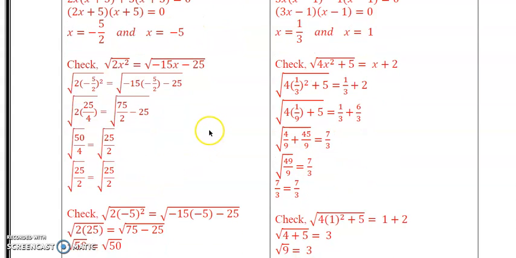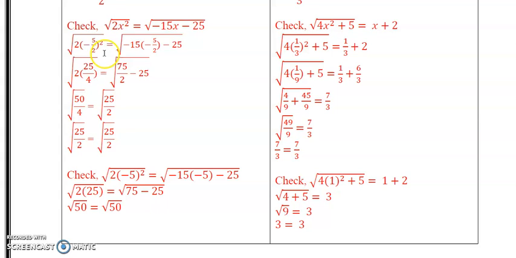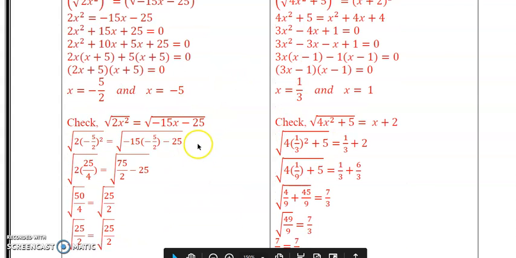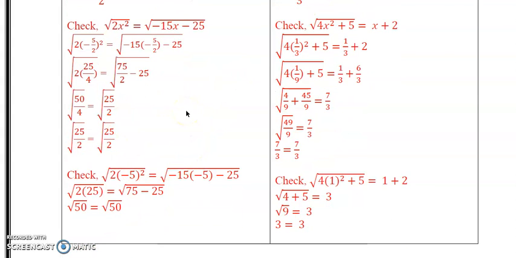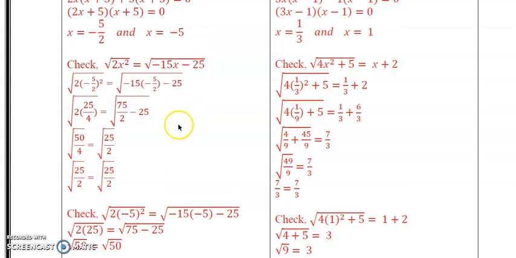You need to check them both. So that's what I've done at the bottom here. I've checked negative 5/2, and I get the square root of 25 over 2 equal to the square root of 25 over 2. And then I check the negative 5, and I get the square root of 50 equals the square root of 50. So both are okay on the restrictions, and both are okay when we check them for any extraneous roots.